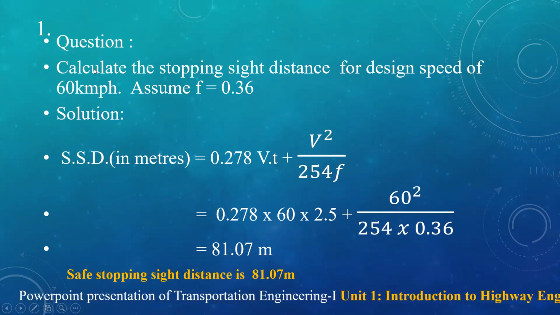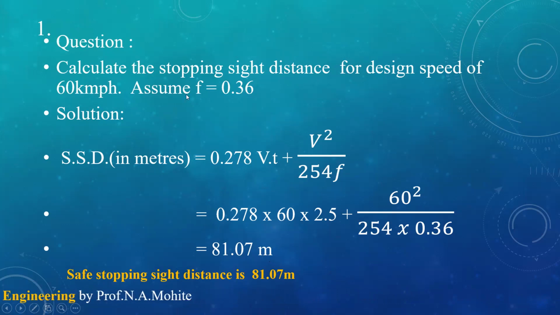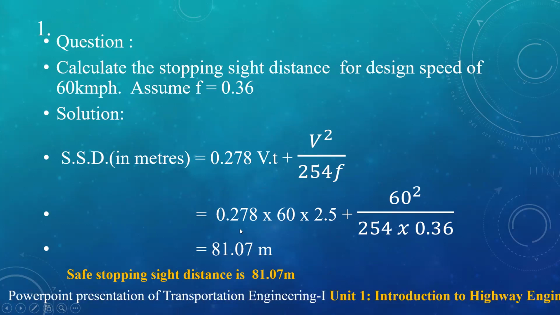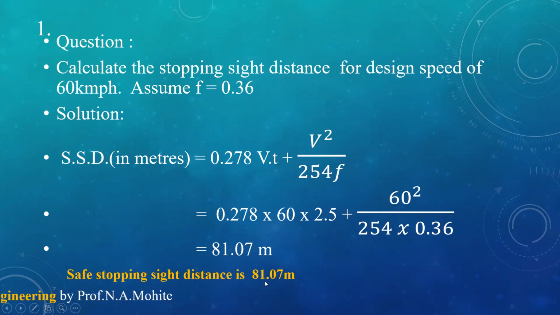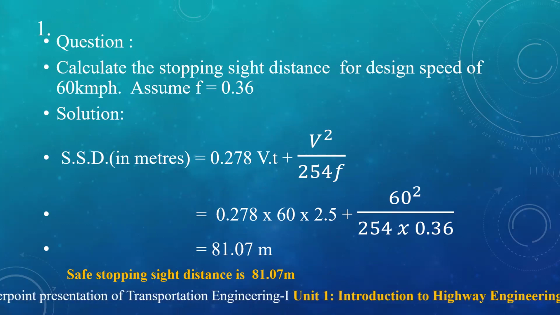So what was the question? To calculate the stopping sight distance for a design speed of 60 km/h, assuming f is equal to 0.36. After substituting the values, we have calculated it. Thus, the safe stopping sight distance comes out to be 81.07 meters. We'll go further to the next level of numerical.